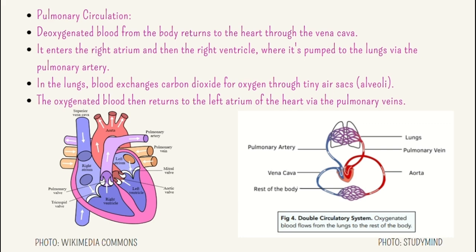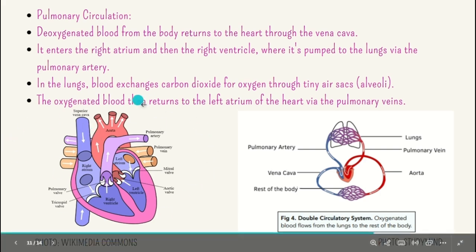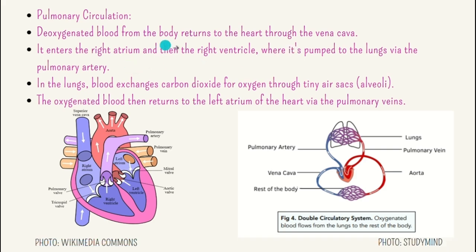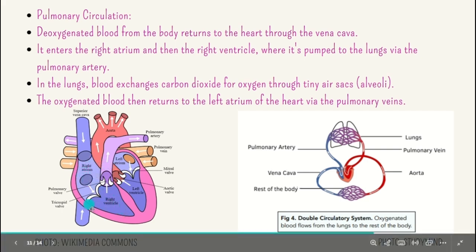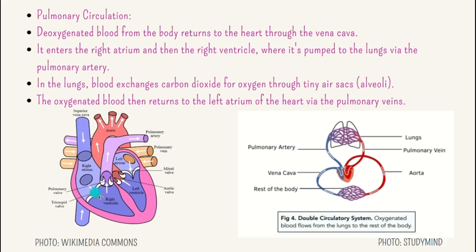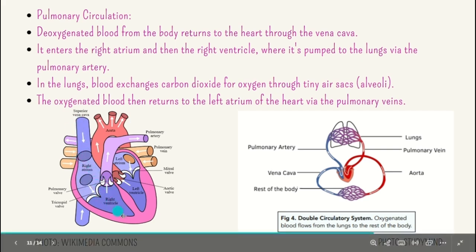But basically, we're going to focus on this diagram right here. The deoxygenated blood is going to return to the heart through the vena cava. So right here, this is the vena cava. Deoxygenated blood is coming in. It's going to the right atrium, then to the right ventricle. This tricuspid valve is what prevents the backflow of blood. It prevents blood from going the wrong way. We don't want the blood going back out through the vena cava. We want it going in one direction, right?